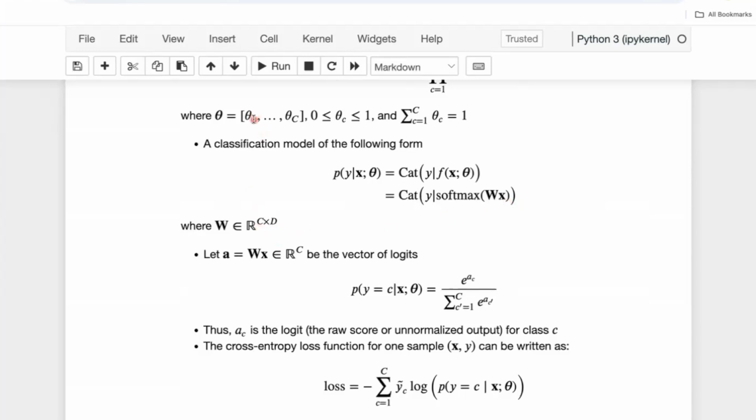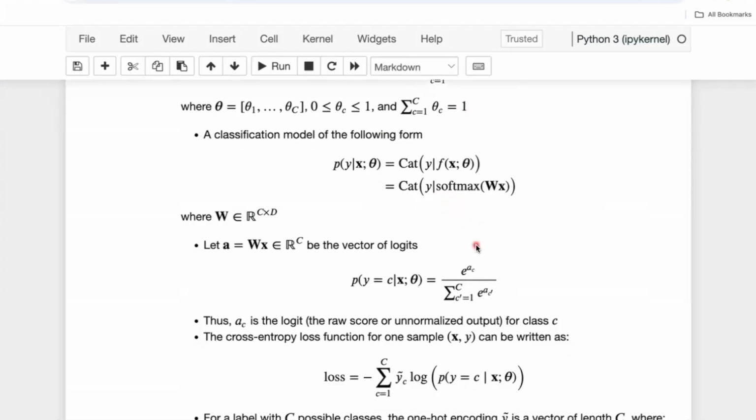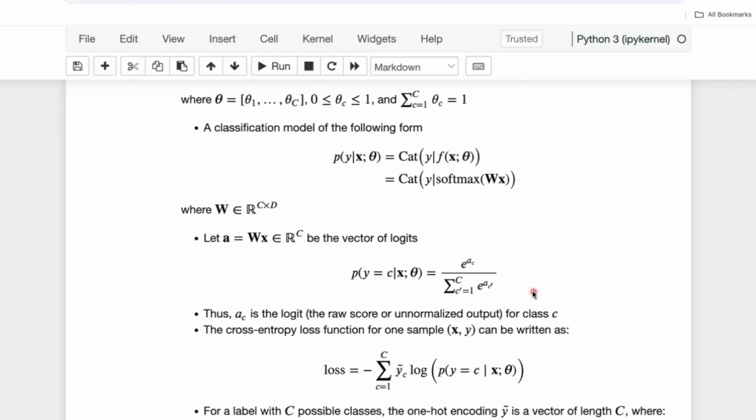Which is great because we're looking for C probability scores. The only other thing that we have to be careful about is that we need to make sure that we satisfy these two properties, and that's where we use the softmax function. So what is the softmax function? It is a function that takes C variables, like A1 to AC, and finds the exponential of each of those elements divided by the sum of the exponentials of all those elements.